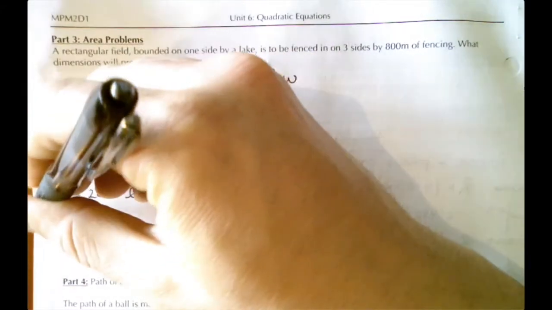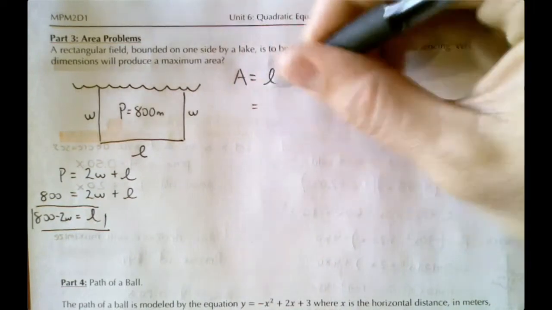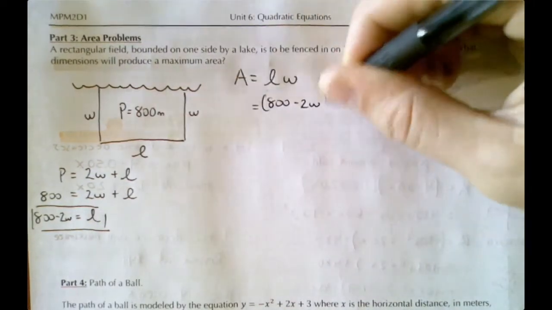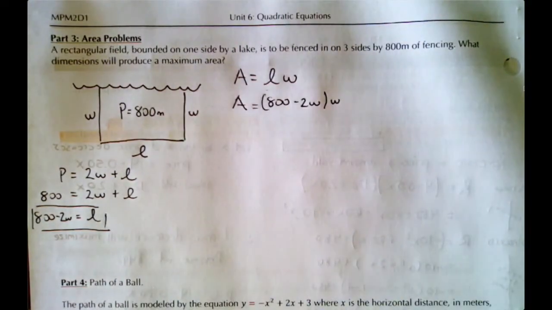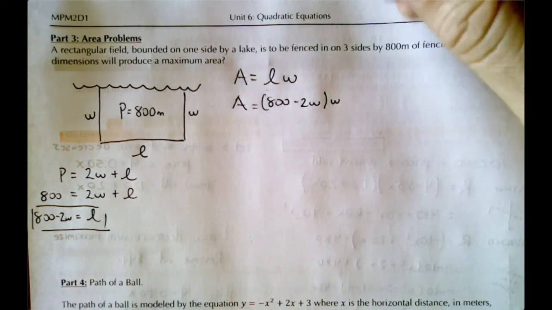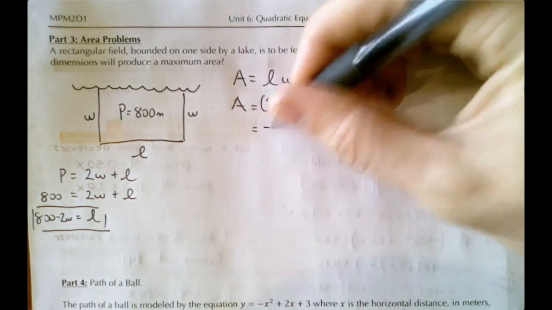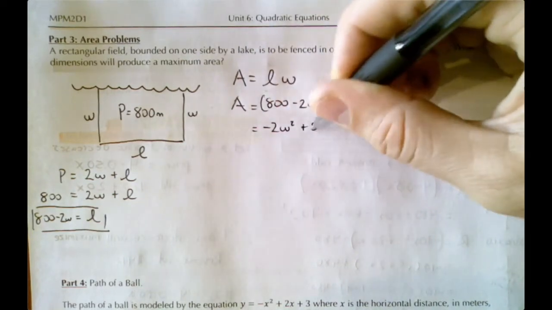Move the 2W to the other side, and we get 80 minus 2W, and that we can use here for L. 80 minus 2W. And now we have a factored form of our quadratic. We can expand and complete the square to find the vertex. So let's do that. Distribute the W in, and write them in the other order: negative 2W squared plus 80W.